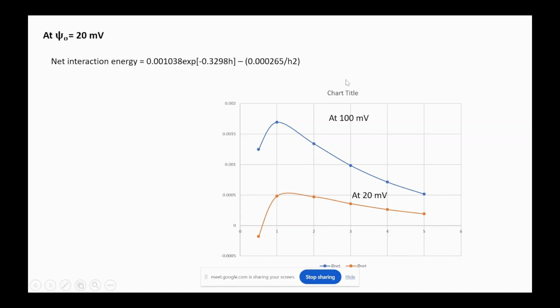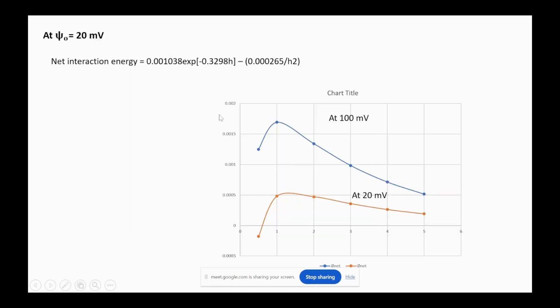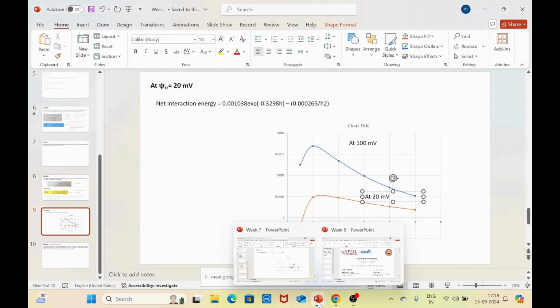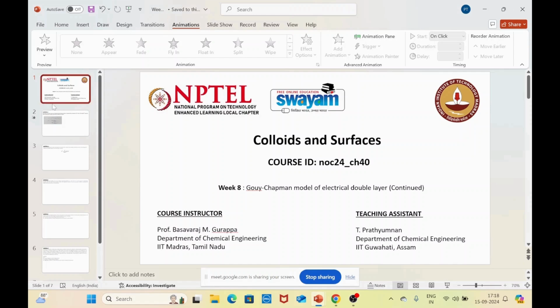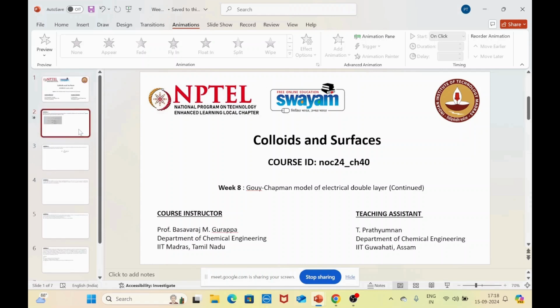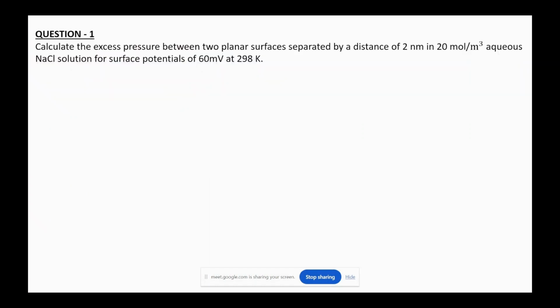This is what we saw in the last session, on observing how your net interaction energy profile varies with your surface potential. Today we will further discuss these concepts. We will be discussing quite a lot of problems today. So here you go, this is one of the problems we discussed in the last class.